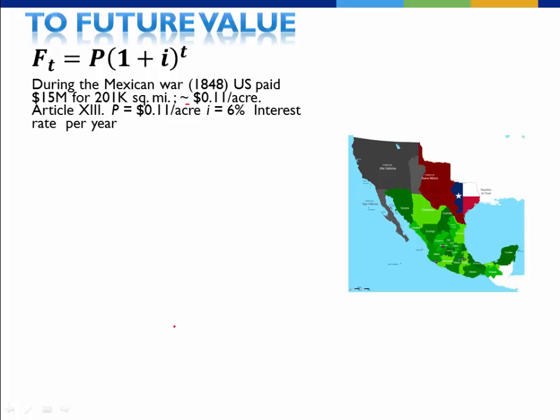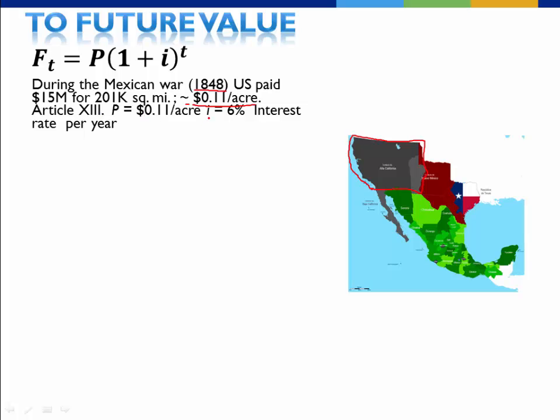So in this case, imagine that I want to know the background of this. During the Mexican War in 1848, the U.S. paid, basically for all this territory, about 11 cents per acre in 1848. And basically that's what it says in there. That's how, if you read the Guadalupe Hidalgo Treaty, that's what they say, how much they are going to pay.